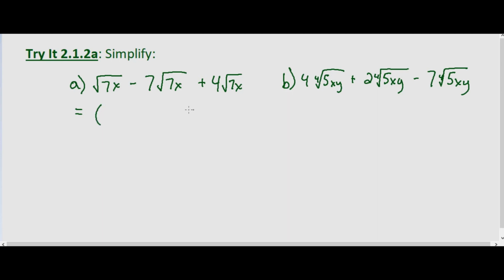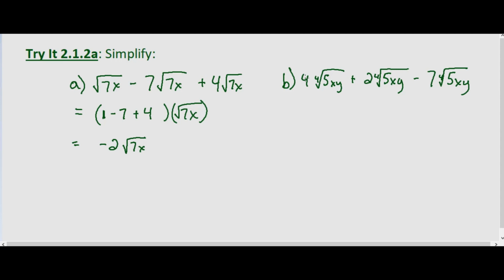So if we factor out a square root of 7x, what are our coefficients? Well, we're left with 1 times the square root of 7x, minus 7 times the square root of 7x, plus 4 times the square root of 7x. And again, if we redistributed that square root of 7x that we factored out, we'd end up with our original expression. So 1 minus 7 is negative 6, plus 4 is negative 2. So this simplifies to negative 2 times the square root of 7x.